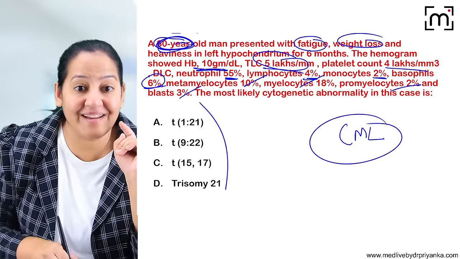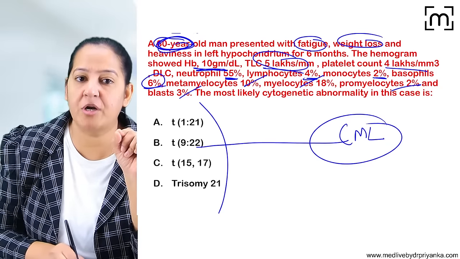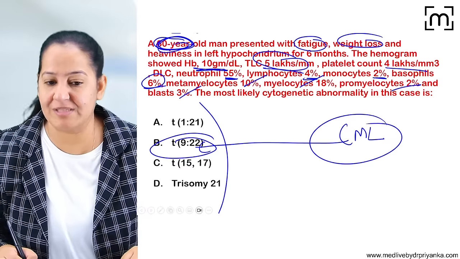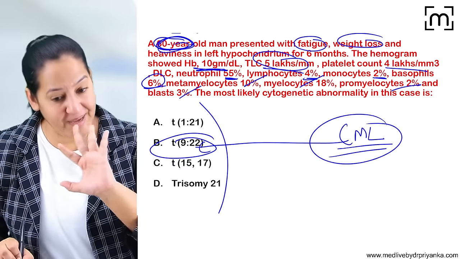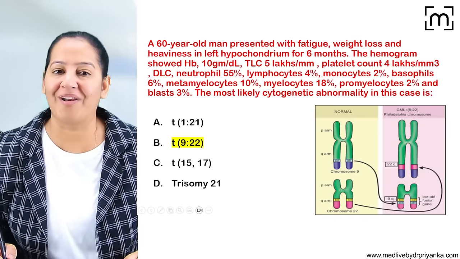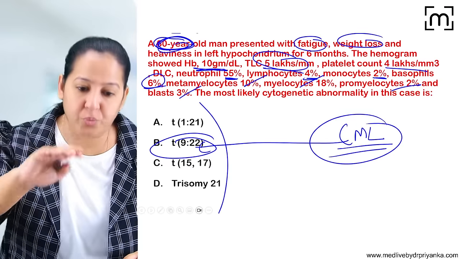And if it is CML, what is the correct answer? You can read the four mutations. Of course, in CML, the most important mutation, the only mutation, is the 9;22 translocation, that is the Philadelphia chromosome. So, based on that, first make the diagnosis of CML, and based on that, come to the translocation. I hope you all are right. The correct answer is 9;22. This is the clinical scenario and this is the approach for that.